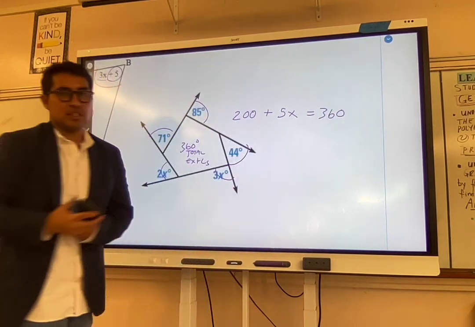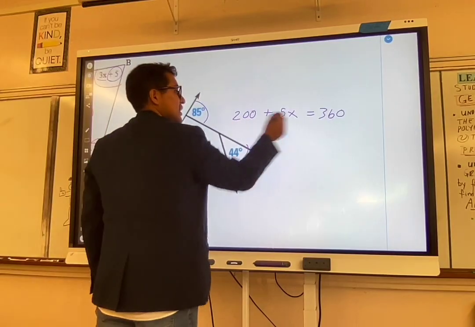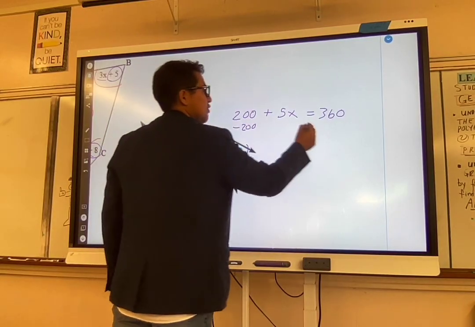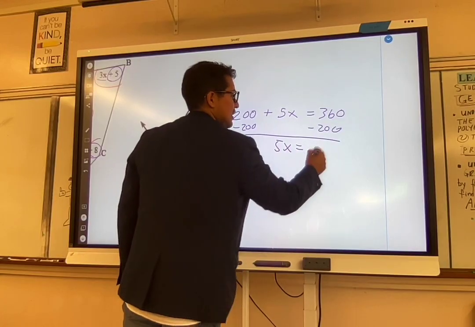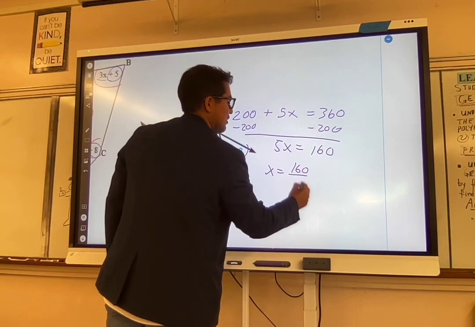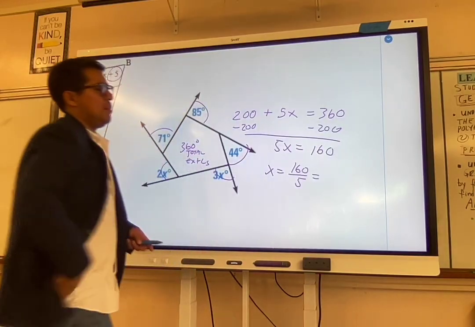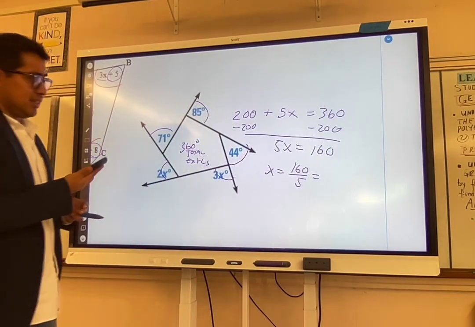Okay, so that's perfectly reasonable work to show how we get to our final answer. Okay, so here, to get the x by itself, we'll subtract 200 from both sides, creating 5x on the left, I think 160 on the right. X is whatever 160 divided by 5 is. And I think that's going to end up being not too big. What is 160 divided by 5?